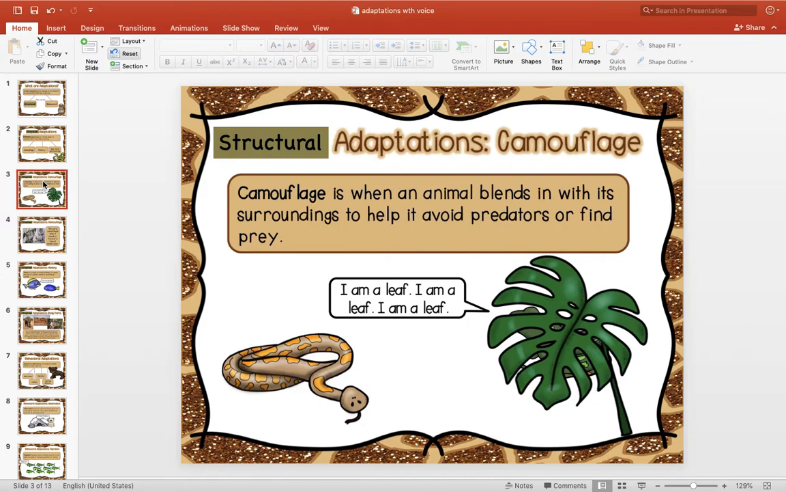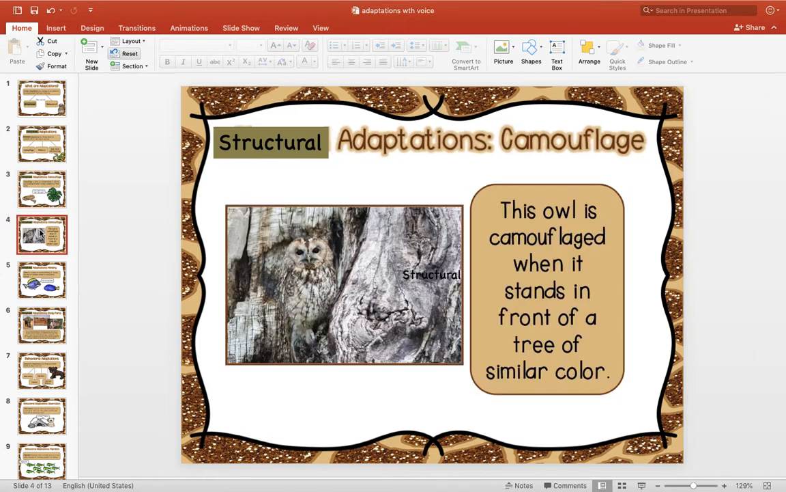Camouflage, you are not new to that word. It's when an animal blends in with its surroundings to help it avoid predators or to find prey. So look closely at the green leaf and you'll see that little frog camouflaging himself with the leaf so that the predator, the snake, doesn't see him and eat him. This owl is camouflaged when it stands in front of a tree of a similar color. So when his predator comes by, he doesn't notice the owl sitting there and he's safe.